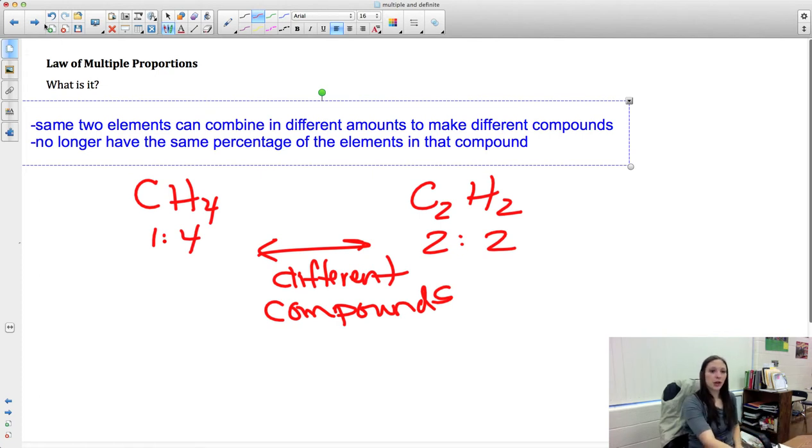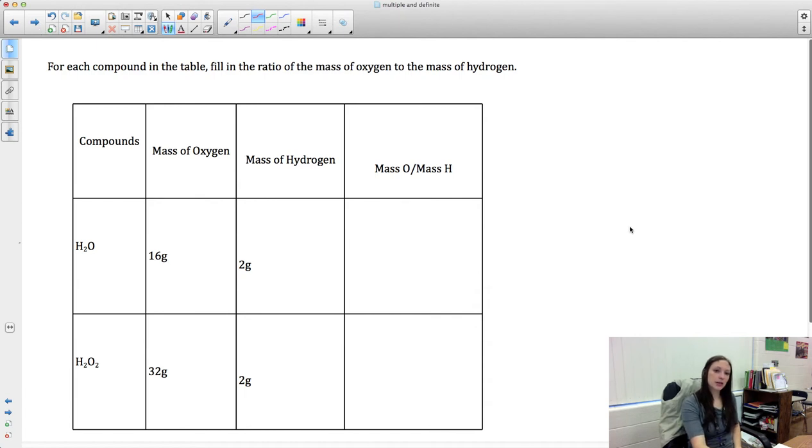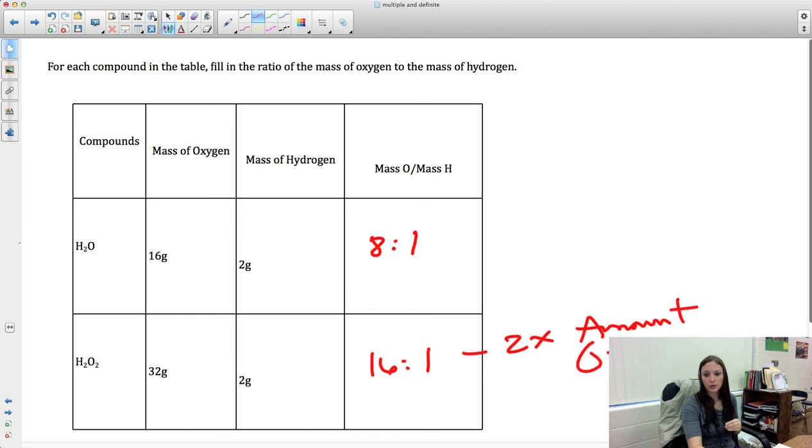So let's look at an example. Flip over that paper you have, and it says for each compound in the table, fill in the ratio of the mass of oxygen to the mass of hydrogen. The first one they give me is H2O. So I've got 16 grams to 2 grams. That means the mass of O to H is 8 to 1. 16 to 2 is the same thing as 8 to 1. Now I've got H2O2. I've got 32 grams of O to 2 grams of H. So that's 16 to 1. So now you've got twice the amount of O to H.